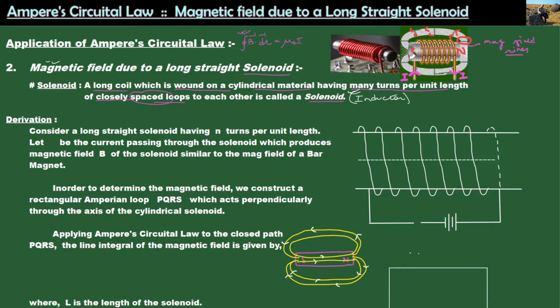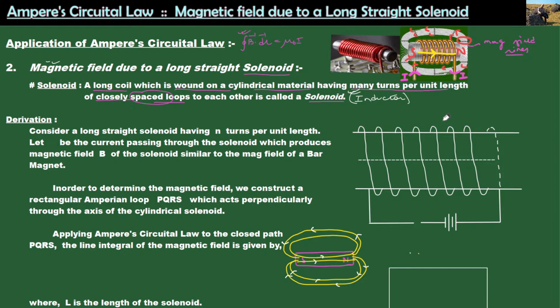So all these, even from here also, all the magnetic field lines will be in this direction, and they go inside. Whereas the magnetic field lines inside the solenoid will be straight lines, directed from south to north.